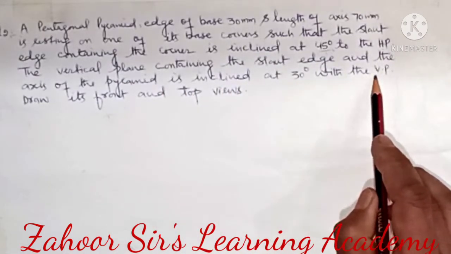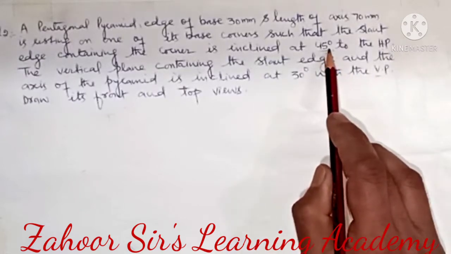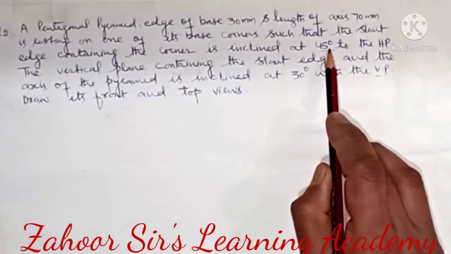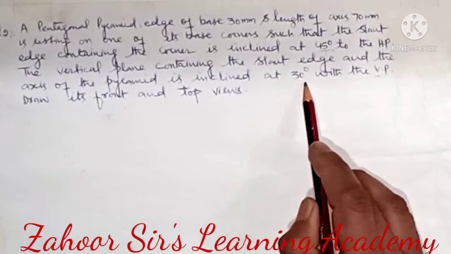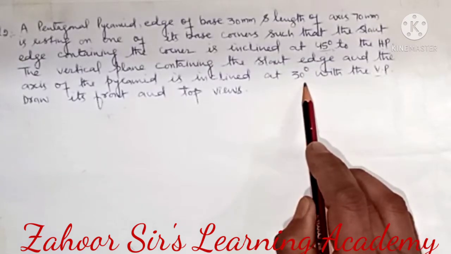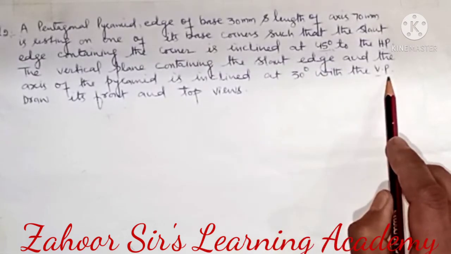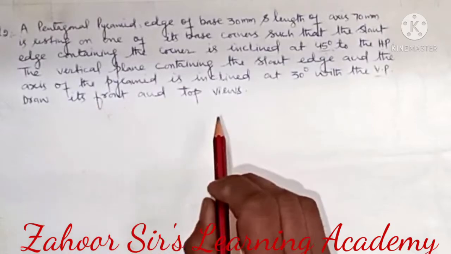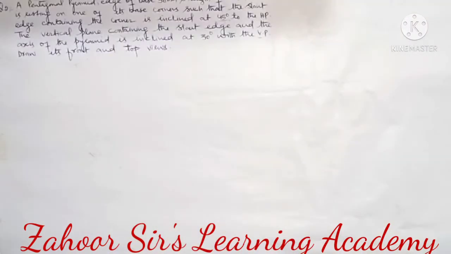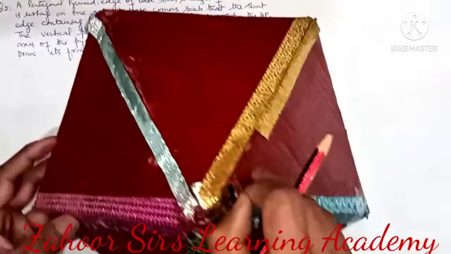So it's a double rotation question. One edge is inclined to the HP at 45 degrees and another is inclined to the VP at an angle of 30 degrees, and we have to draw its projections. A very beautiful question, good question. So let me first make you understand.